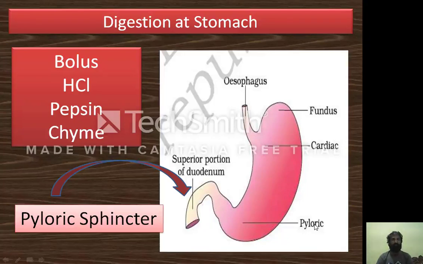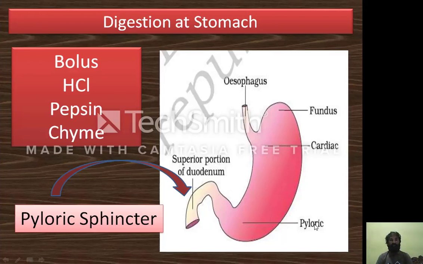Hi children, in the previous session we discussed digestion in the stomach. When we take food, it is masticated in the mouth and prepared into a bolus. The bolus moves through the esophagus and finally reaches the stomach. In the stomach, the stomach walls are made up of gastric glands. These gastric glands release HCl and pepsin. HCl and pepsin together are also called gastric juices.